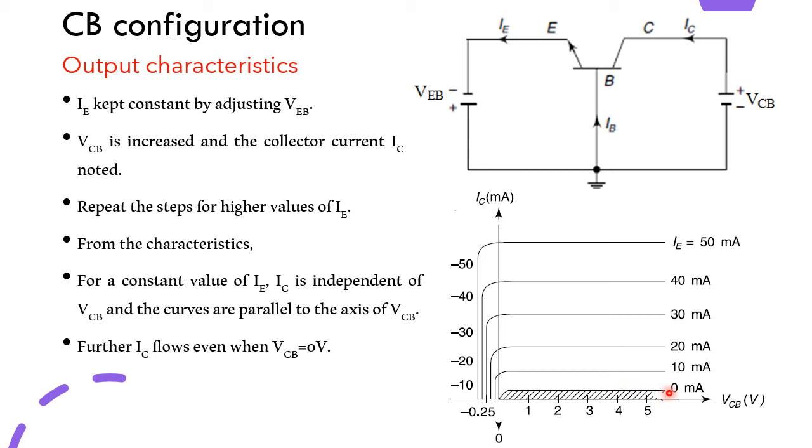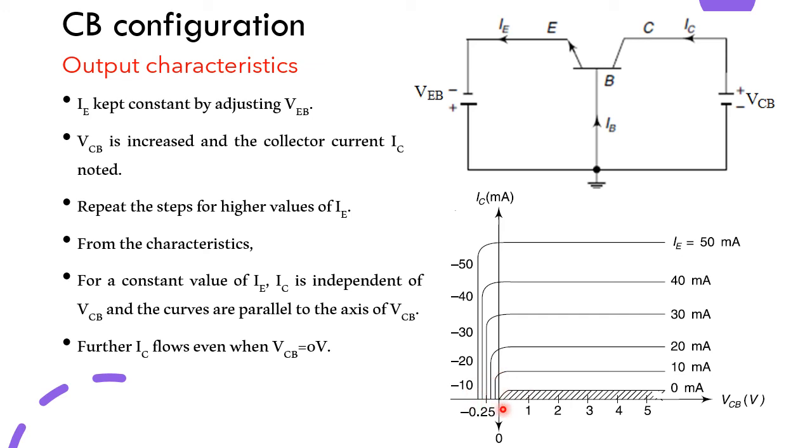First you keep IE constant, and the current flows like this. After that, you change the value of IE by varying VEB and fix it at 10 milliamps, and then varying VCB you will get different IC values, and you will get the curve. While seeing the curves, all the curves are parallel to each other, but when VCB is greater than 0, you will get a negative current also.